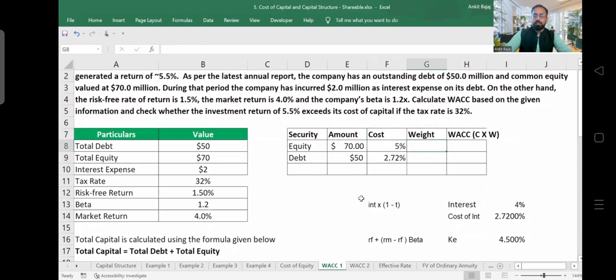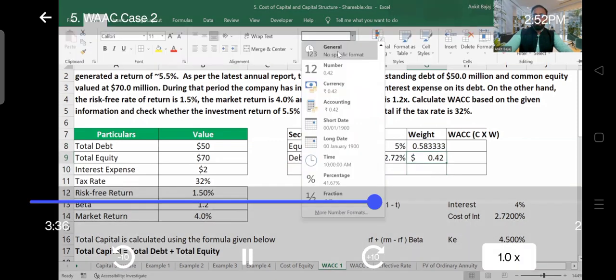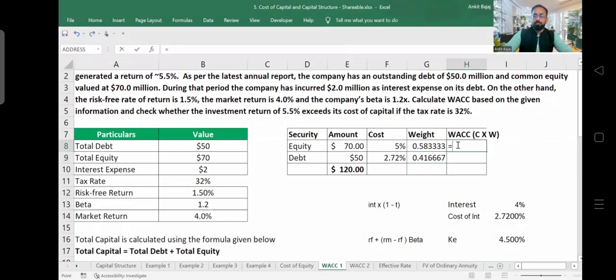Then weight I have to calculate. How will I be calculating the weight? First, I have to calculate the total capital. Total capital is 120. Weight of equity is equal to total equity divided by total capital, and similarly for debt. Now, if I want to calculate WACC, simply I will be multiplying cost into weight for each and taking the total. So I will be getting the answer that is 3.76%.